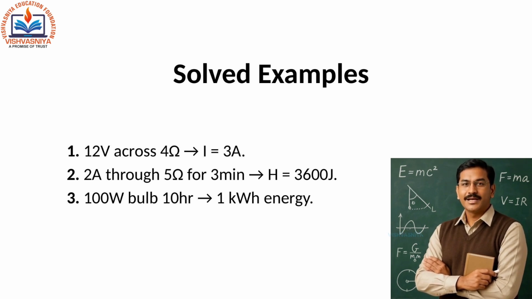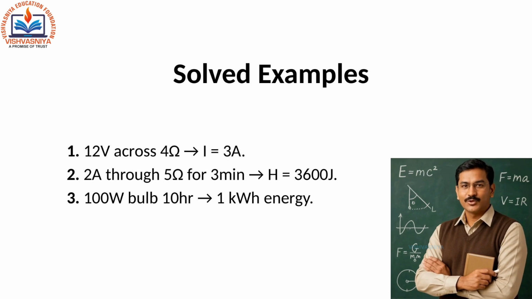Example 1. Find the current when 12 volts is applied across a 4 ohm resistor. Solution: I is equal to V by R is equal to 12 divided by 4 equals 3 amperes. Example 2. Find the heat produced when 2 amperes of current flows through 5 ohms for 3 minutes.